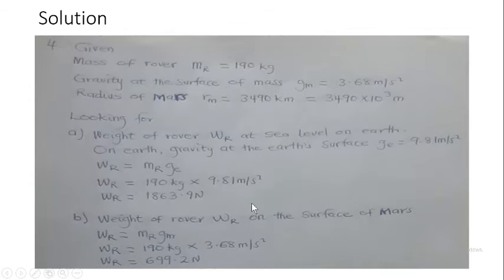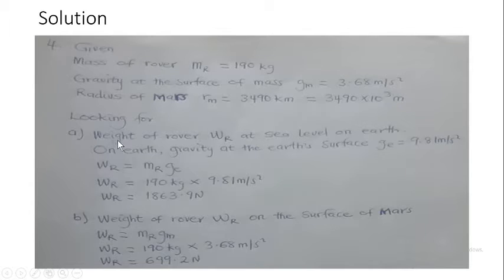Now, in a question like this, what have we been given and what are we looking for? We've been given the mass of the rover to be m_r equals 190 kilograms, and the gravity at the surface of Mars equals 3.68 meters per second squared. The radius of Mars has also been given to us as 3,490 kilometers, and then you convert it into meters because you are working in SI units. When you do that, you will get 3,490 times 10 exponent 3 meters to be the radius of Mars.